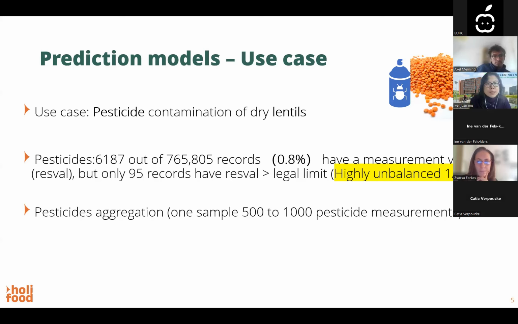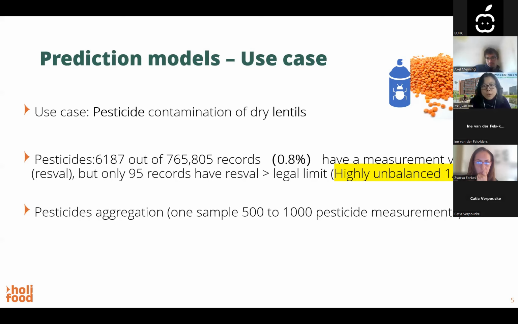You see that within the pesticide category, we have 6,000 out of 765,000 records, which is about 0.8% of records, that has a measurement value, which means that the majority of the records don't have a value. What does that mean? It means that the machine cannot detect the residue level of the pesticide in that sample, which for us means it's a negative sample that is safe. But only 95 of these 6,000 records actually have a value above legal limits. So you see that the data is highly unbalanced: most of the data are negative samples, but only a very small amount of data is positive.